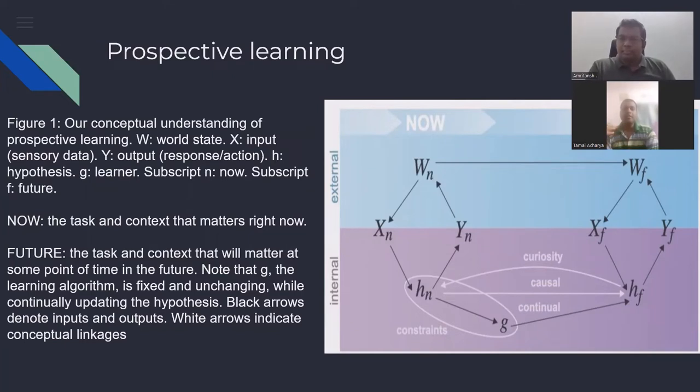What are the components that might affect it? One, obviously, curiosity. You will explore. Humans are inborn curious. We are curious. Without curiosity, we won't exist. Then there's something called causal. Obviously, causality has to be the cause and effect. You'll take a decision that is going to affect you in some positive way.